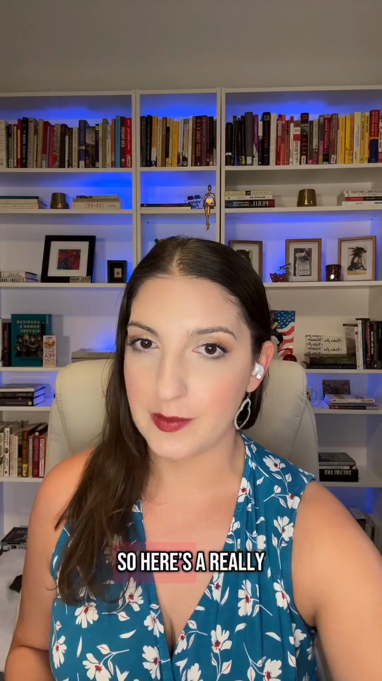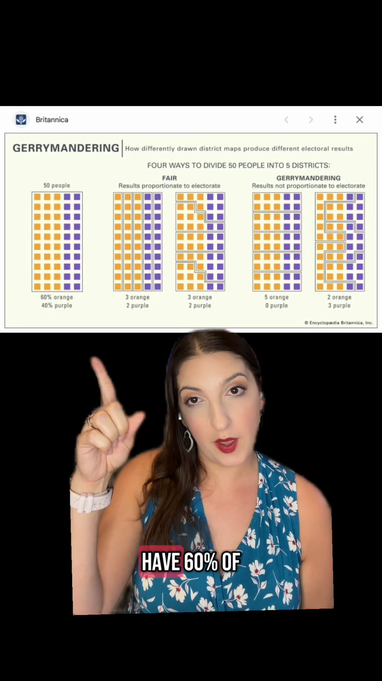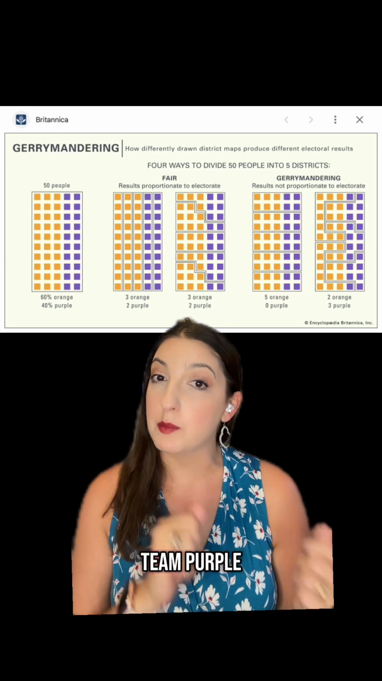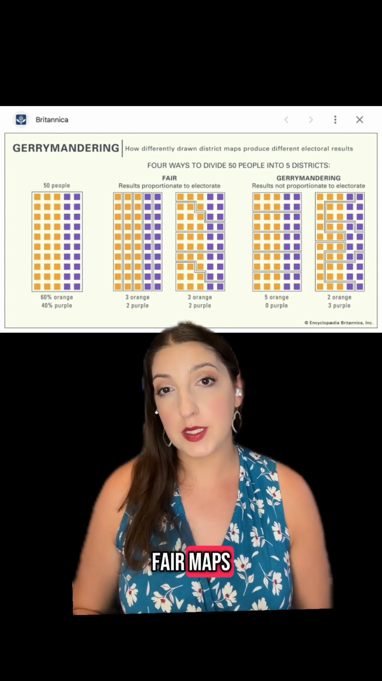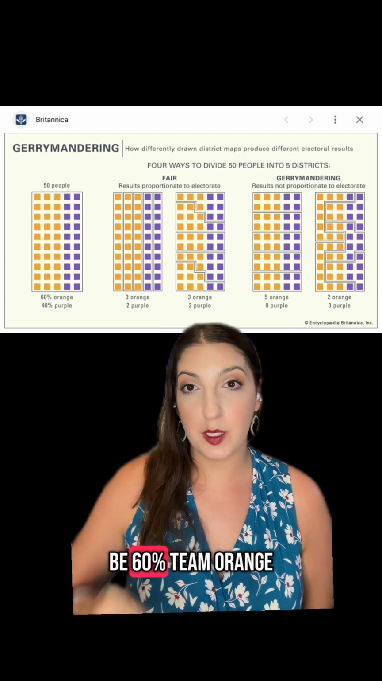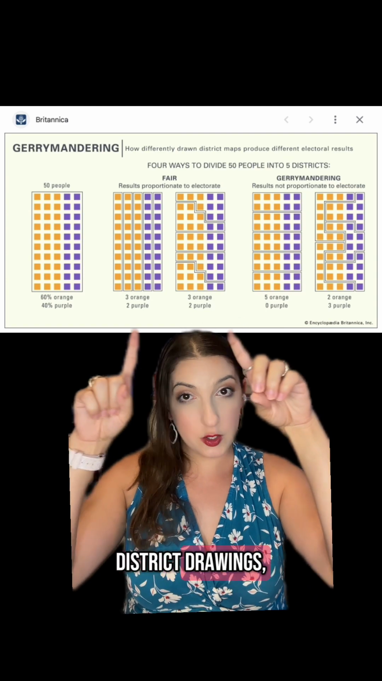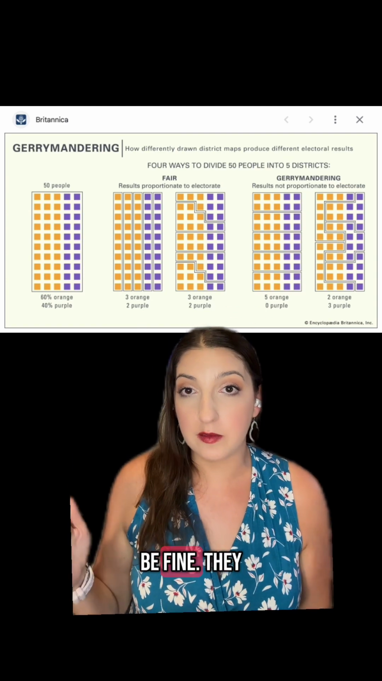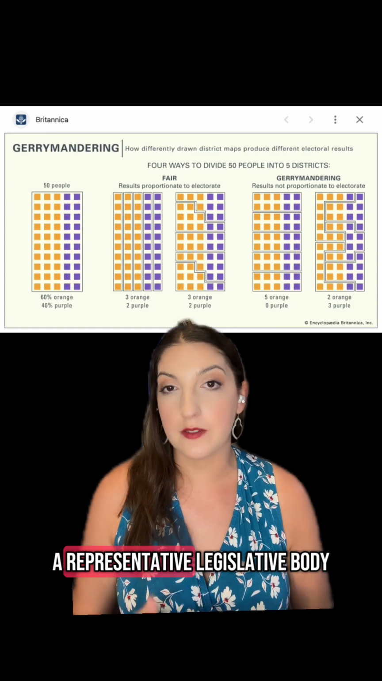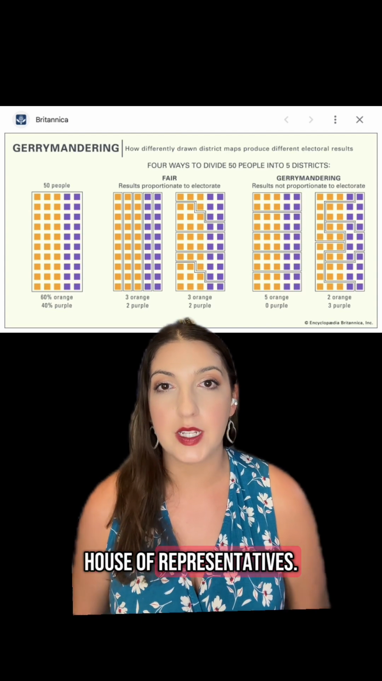Let's talk gerrymandering. There's a really good breakdown by Britannica where we can kind of see what's going on here. So if you have 60% of your voters supporting Team Orange and 40% supporting Team Purple, and we're using fair maps, then the legislative body that represents them should also be 60% Team Orange and 40% Team Purple. So either one of these district drawings, these maps, would be fine. They would be representative districts, and they would leave us with a representative legislative body, whether that's your state legislature or the U.S. House of Representatives.